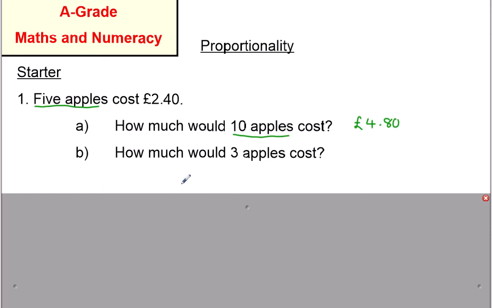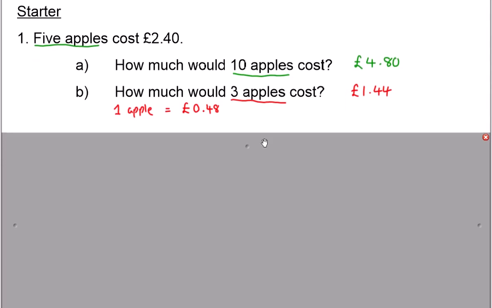Okay, but for part B it's more difficult, because it says 3 apples, and 3 doesn't go very nicely with 5. The only way you can really answer this is to work out the cost of 1 apple. Okay, and 1 apple is £2.40 divided by 5, which is 48 pence. Okay, which means then you can times that by 3, and 3 apples would cost £1.44.